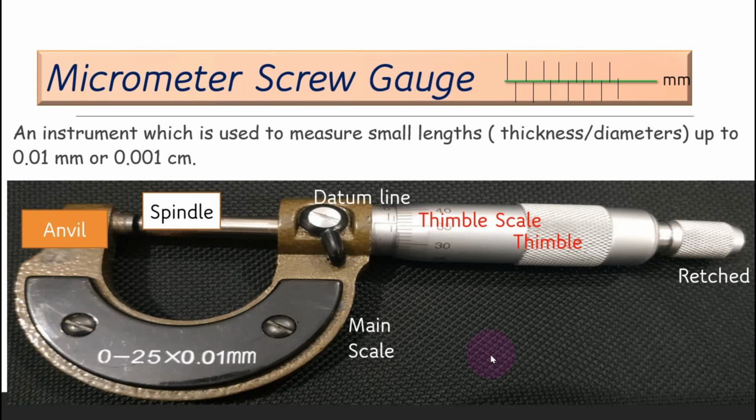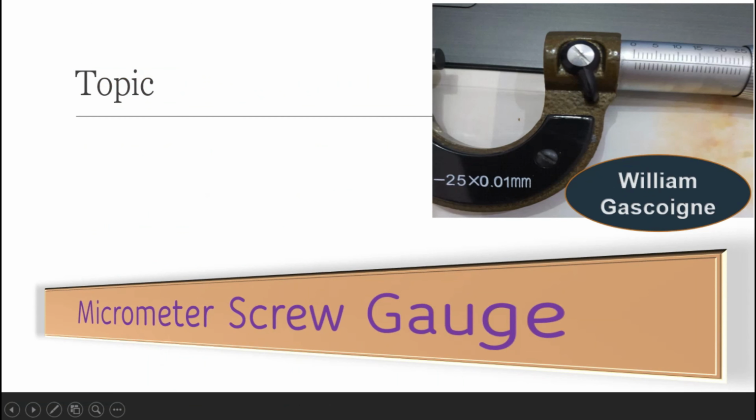Now over here, this 25 shows that the smallest value on the main scale is 0 while the largest value is 25. So the full length is from 0 to 25 millimeters. Now here is a very important thing. The first mark is 0, then the one below is 0.5, then this is 1, then this is 1.5, then this is 2, and this is 2.5, and so on.